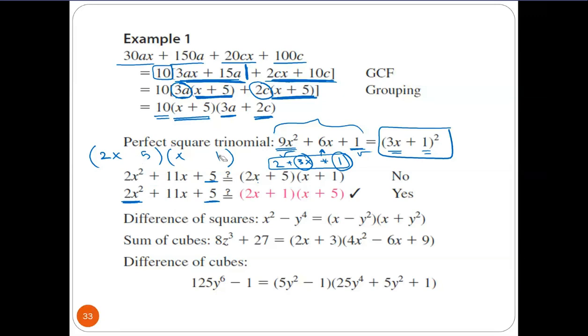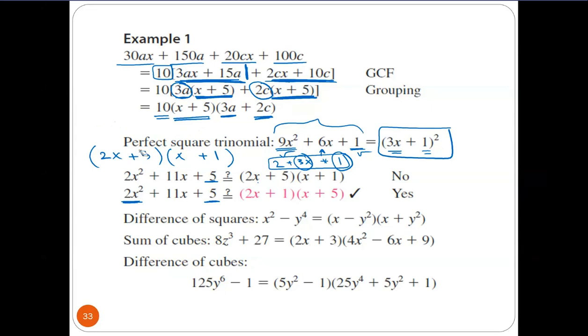Now, we need to try. If we put 5 here and 1 here, try now. 2x multiplied by x gives 2x squared. 2x multiplied by 1 gives 2x. 5 multiplied by x gives 5x. 5 multiplied by 1 gives 5. So we have 2x squared plus 7x plus 5. So this is incorrect.